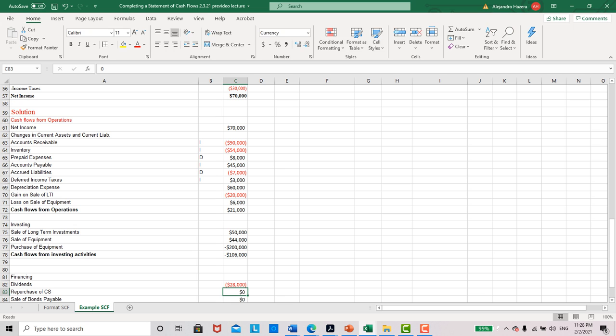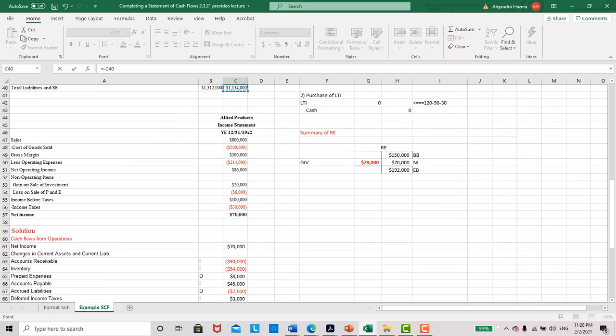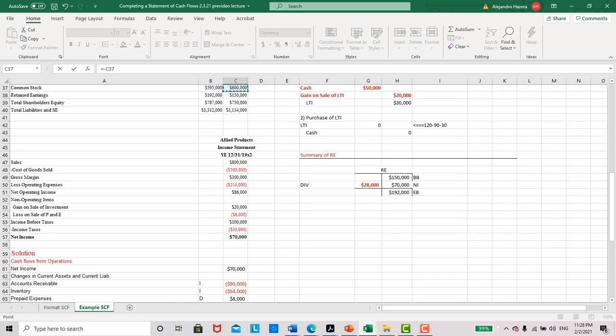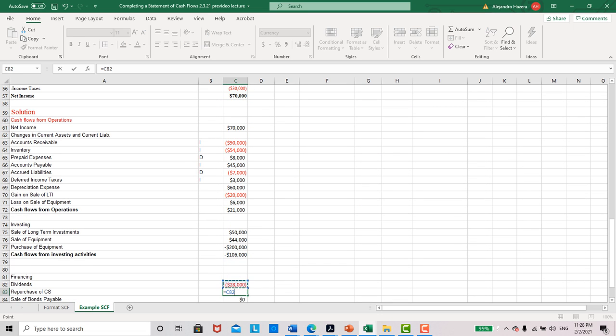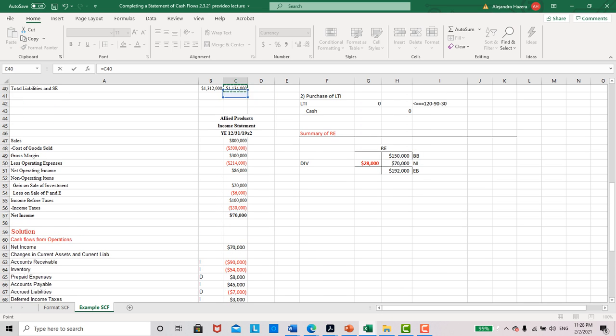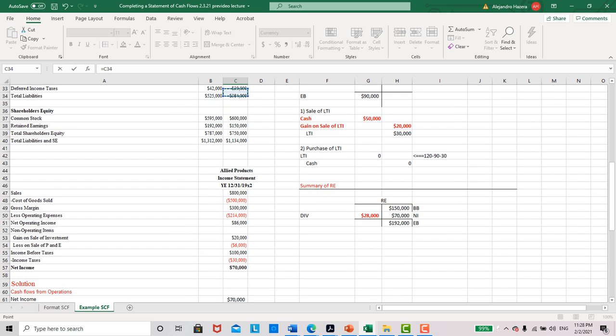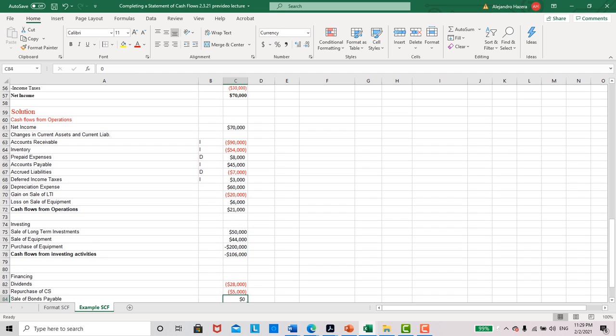Negative 28. For each purchase of stock, when you buy back stock, it's obviously a negative. And let's do it this way. That's going to be equal to the difference in the stock account. So if you look at the common stock account, it went down, which means you bought it back. It went from 600 to 595. So it's going to be equal to that 595 minus the 6, which gives you a negative.